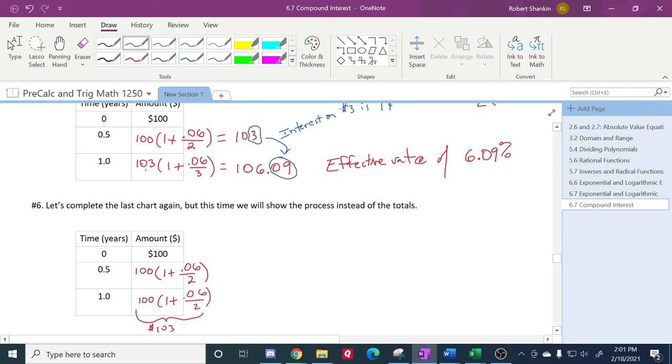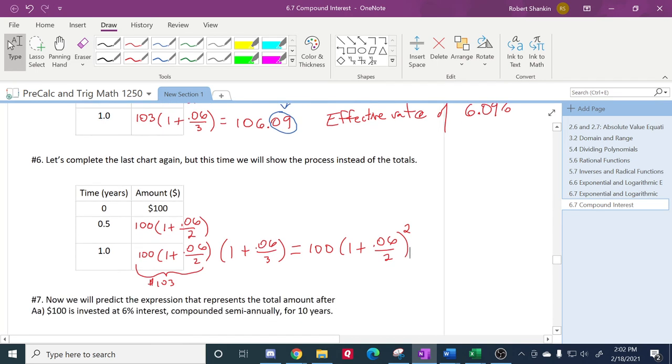And then what do you do with that 103? You multiply it by another 1 plus 0.06 over 3 to give it another half year of interest. But then what does all this become? This is twice, so it's to the second power. All right. And so we're starting to see a process with compounding more than once a year. We're going to get a more complicated expression here. All right, so number 7a.